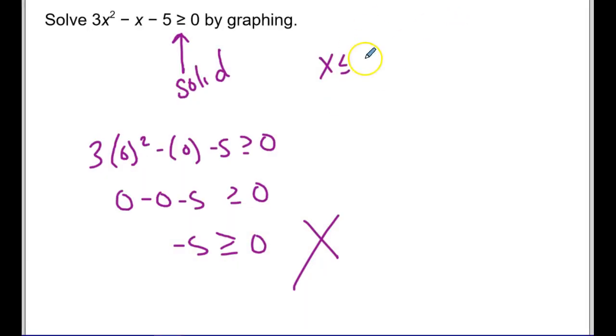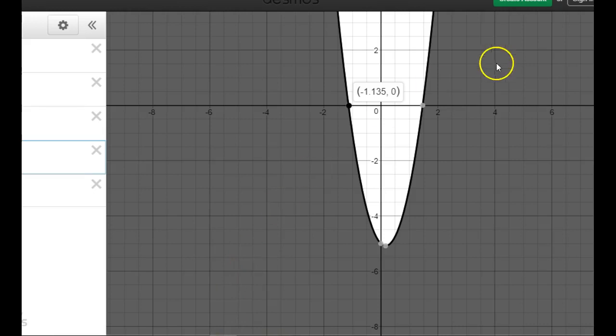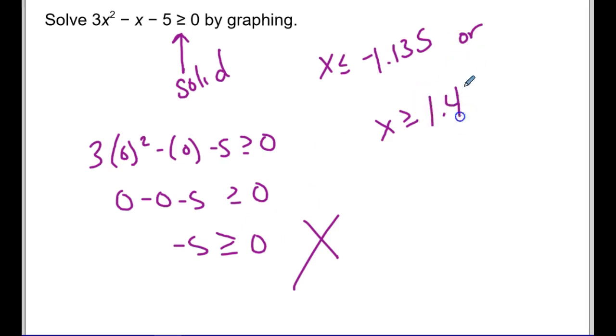-1.135, or x is greater than or equal to, because it goes to this side as well, it's greater than that 1.468. So here would be kind of my two solutions.